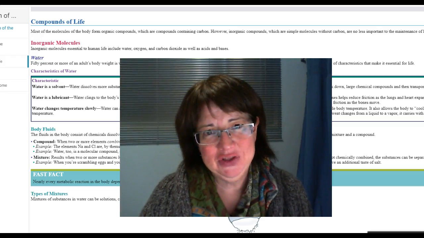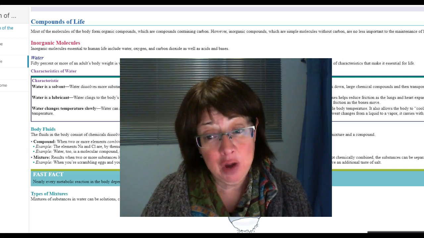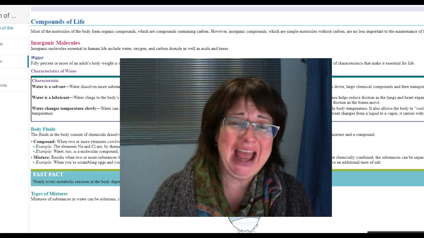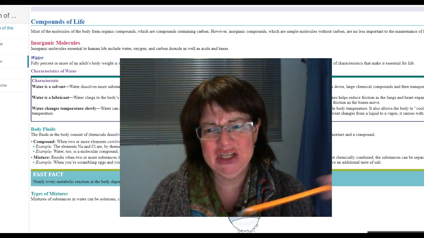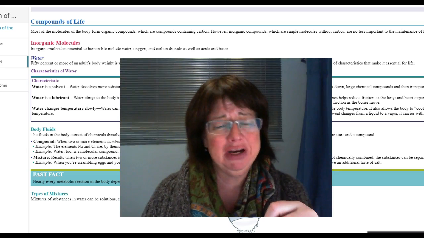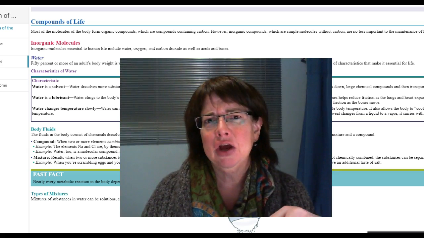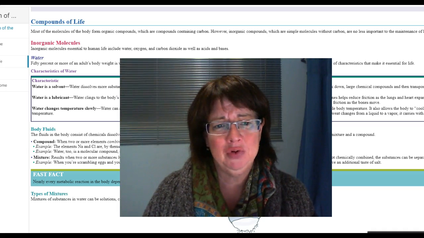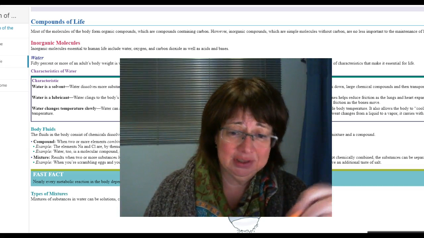So let's continue with chapter 2 by looking at compounds. Compounds are divided into two groups, organic and inorganic. The chemical definition of organic, as you think, isn't "nice and healthy"; it means molecules made with carbon as a backbone. So we'll look at organic molecules a little later on.